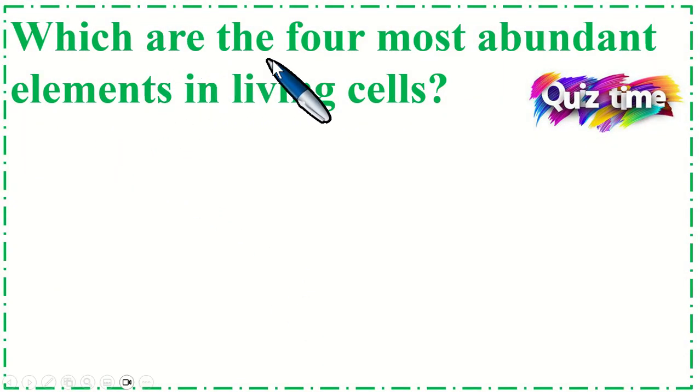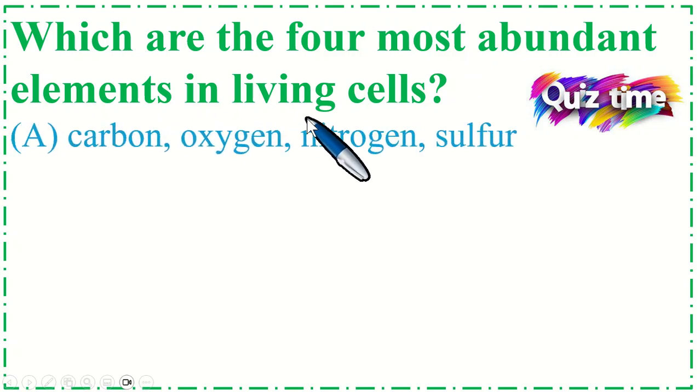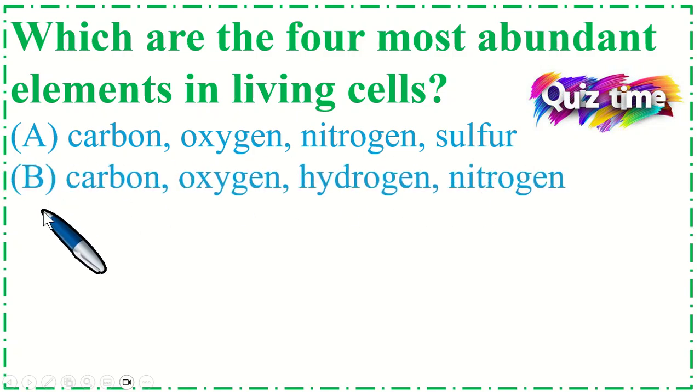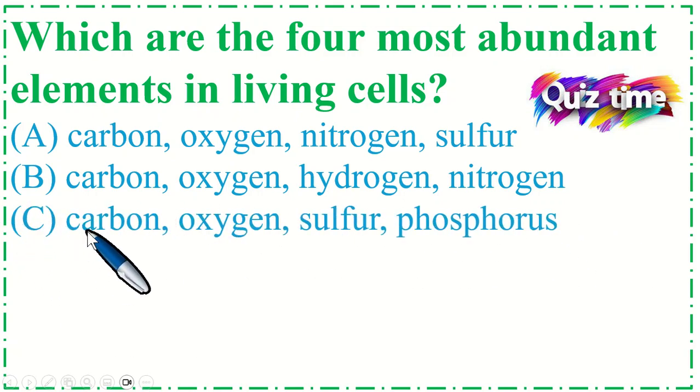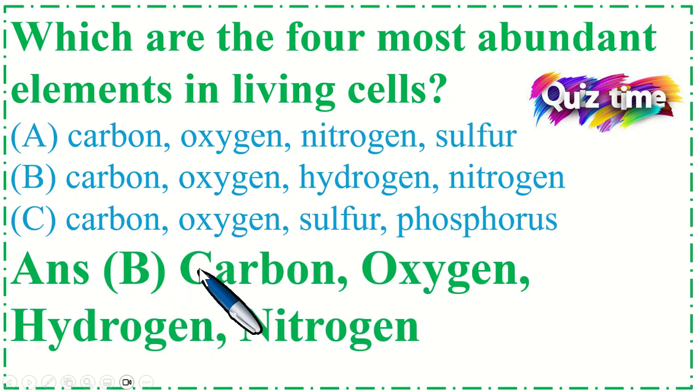Which are the four most abundant elements in the living cells? Option A carbon, oxygen, nitrogen, sulfur. Option B carbon, oxygen, hydrogen, nitrogen. Option C carbon, oxygen, sulfur, phosphorus. Correct option is B carbon, oxygen, hydrogen, nitrogen.